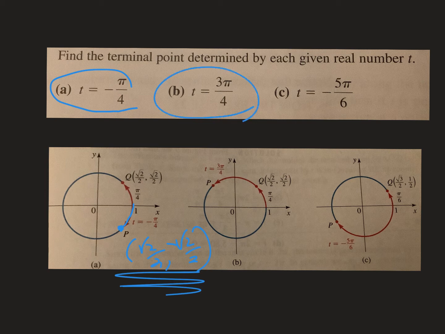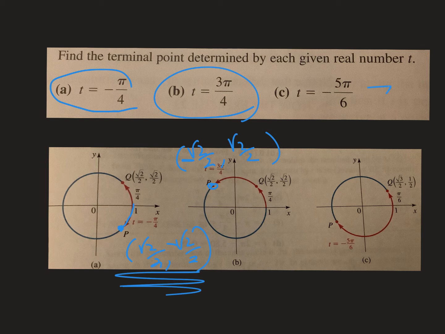This one says 3 pi over 4. What I mean by that is your x and y coordinates are the same, except for the signs that they have. It goes all the way to here to quadrant 2. And it says what's the terminal point? It's still square root of 2 over 2 and square root of 2 over 2 because it's pi over 4s. But because it's in quadrant 2, the x is negative and the y is positive. So that's the terminal point.